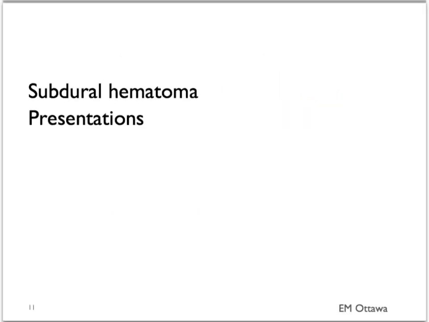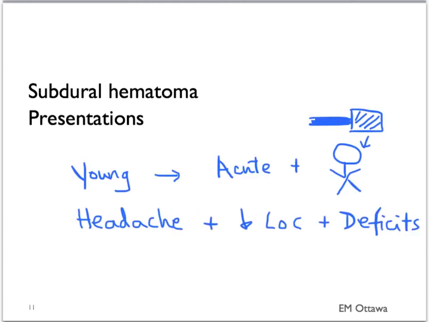In younger patients, since they do not have a lot of brain atrophy, their presentation is usually acute after trauma. Their presentations will include headache, decreased LOC, and neurological deficits.